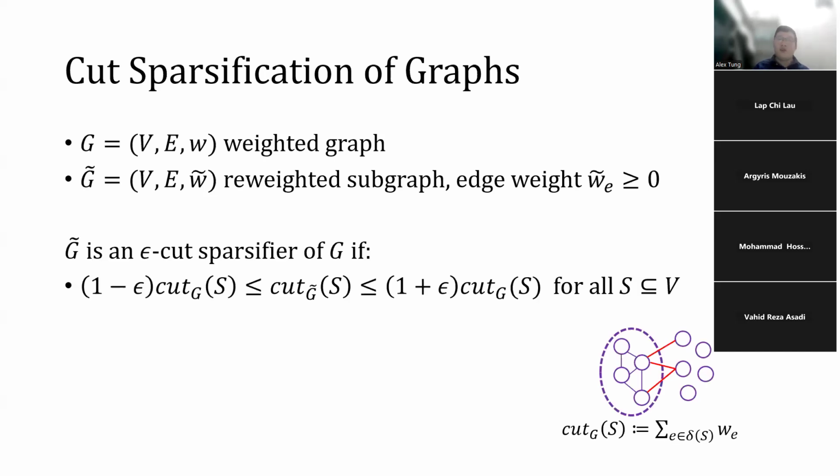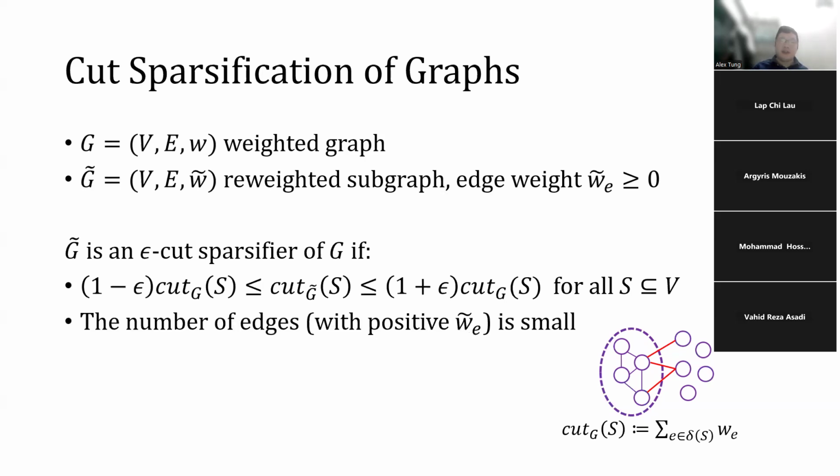And then we say that the new graph G tilde is an epsilon cut sparsifier of G if the new cut value across all cuts is within 1 plus minus epsilon of the old cut value across the cut S. So the cut value across S is simply the sum of edge weights across the subset. In the diagram here it is basically the sum of the red edges. And so this means that the cut values are approximately preserved. And then we also want the number of edges in G tilde to be small.